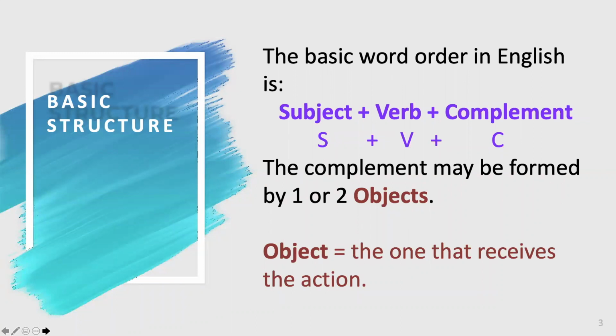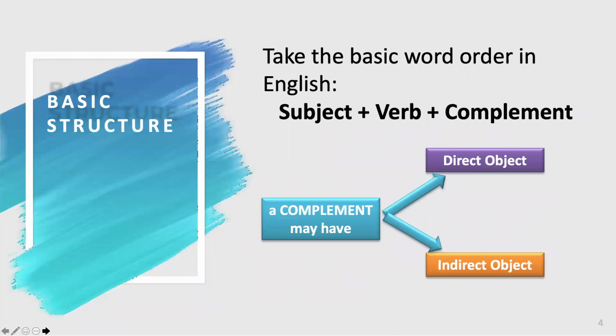So the basic word order in English is subject (S), verb (V), complement. The complement may be formed by one or two objects. Now, what is an object? The object is the one, either a person or a thing, that receives the action. So that is why it is called object, because it receives the action.